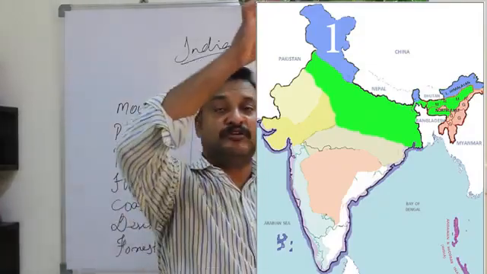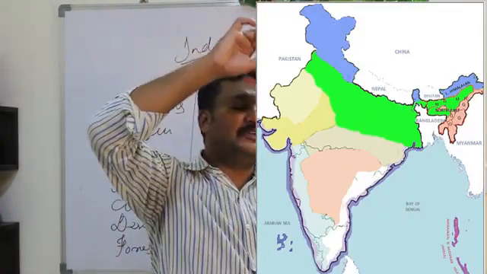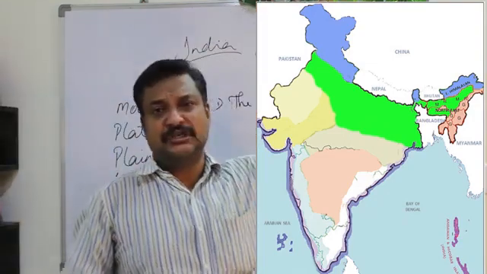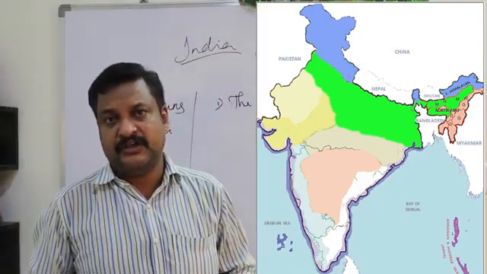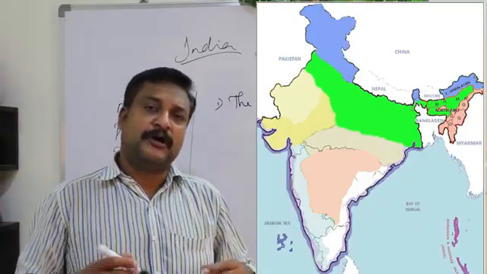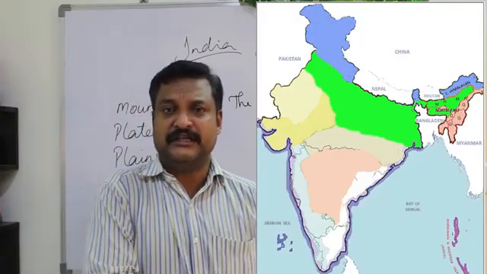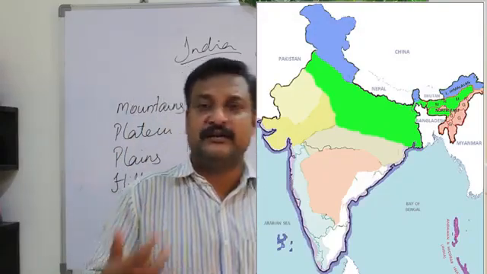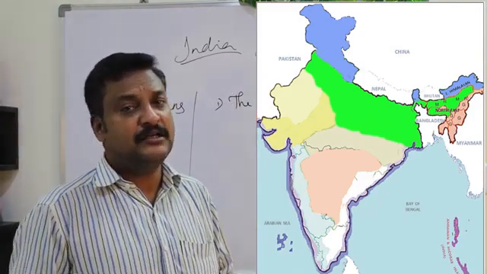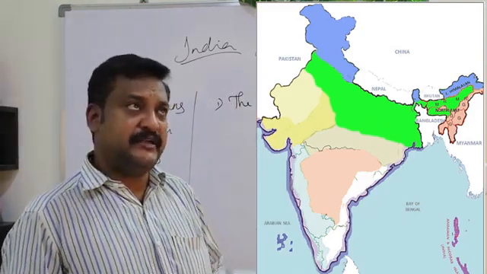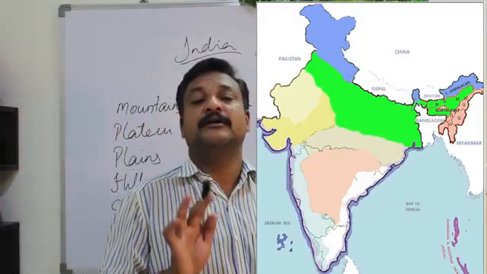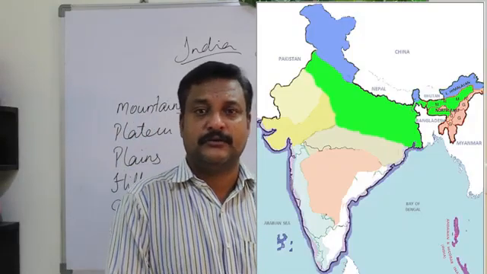Means the northern part of India near Kashmir and all those regions we have very huge mountains. Okay, so now look at the map over here, it's already there. The northern part of India is of continuous huge mountain ranges. So what is the name of those mountains? Yeah, they are called the Himalayas. Okay, so that is the first physical division of India, the Himalayas.